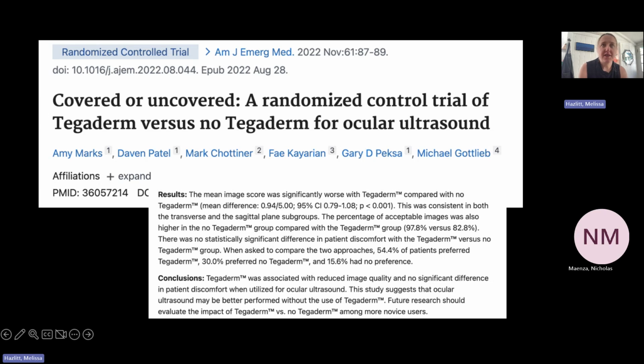And I think we all have had that experience where you don't have the Tegaderm well flush to the eyelid and air gets underneath the Tegaderm, and then you get reduced image quality. There's really no difference in patient discomfort with or without the Tegaderm. I'm still on team Tegaderm. Are you still on team Tegaderm? Oh yeah, it's such an easier cleanup. Yeah, it's easier cleanup. You don't end up having residual ultrasound gel around somebody's eye.